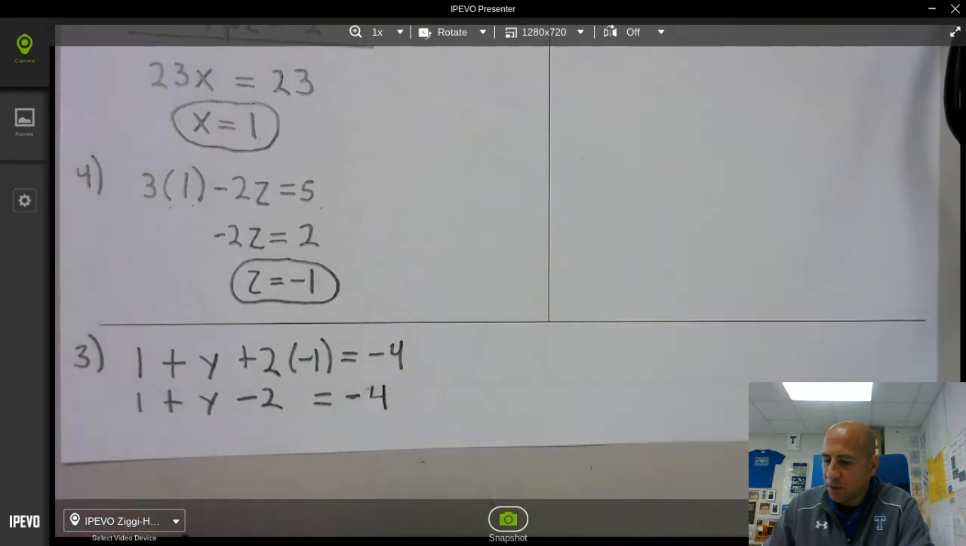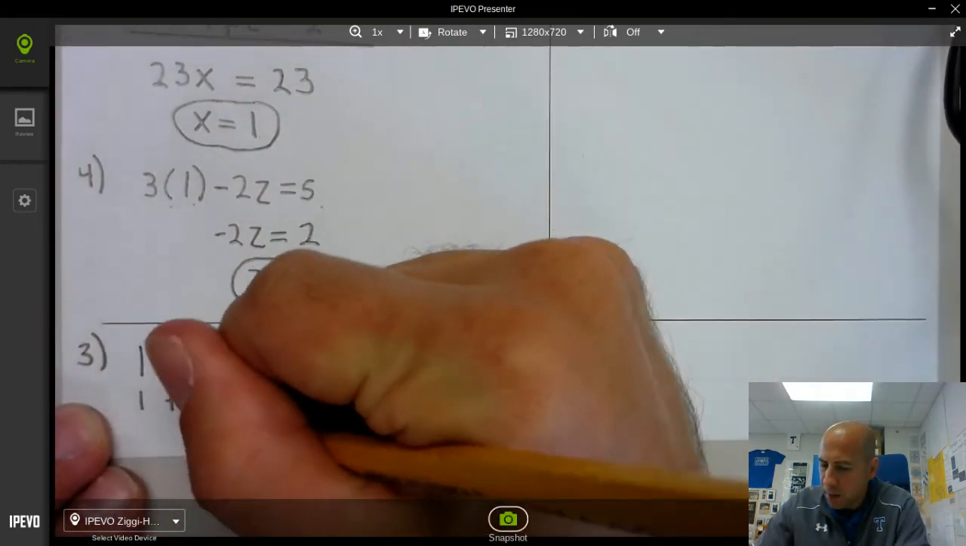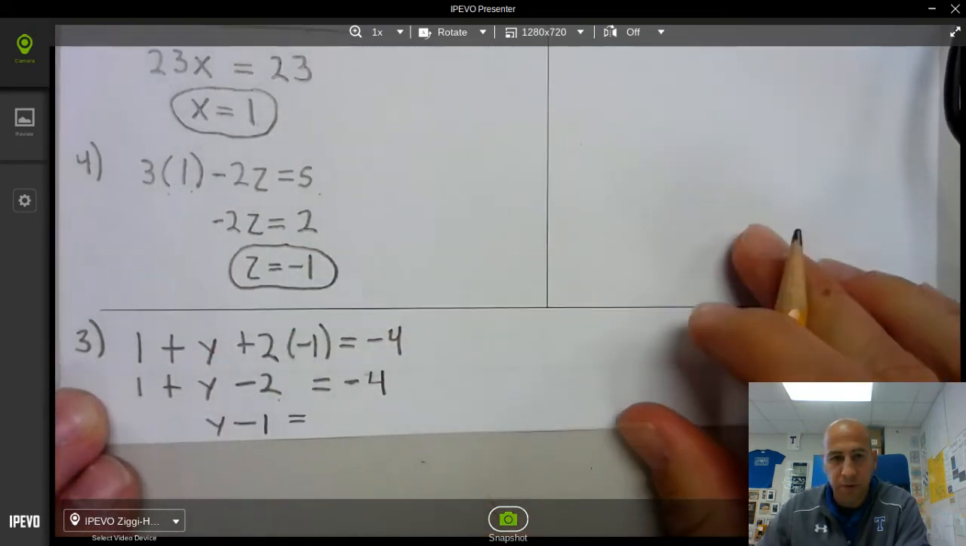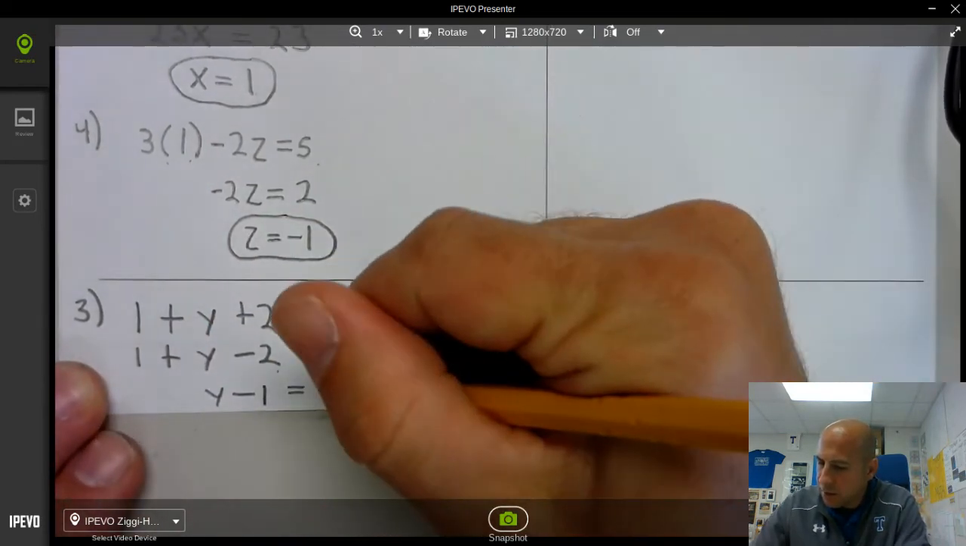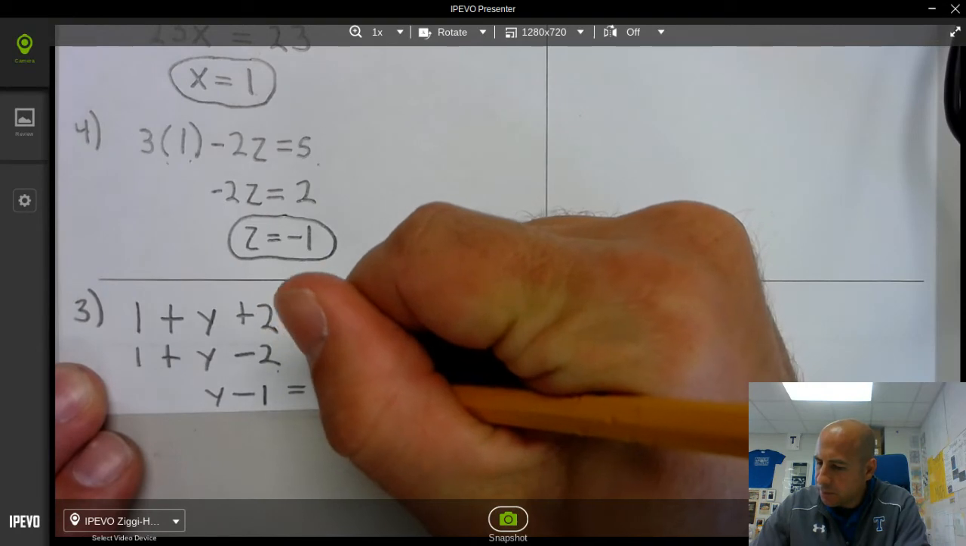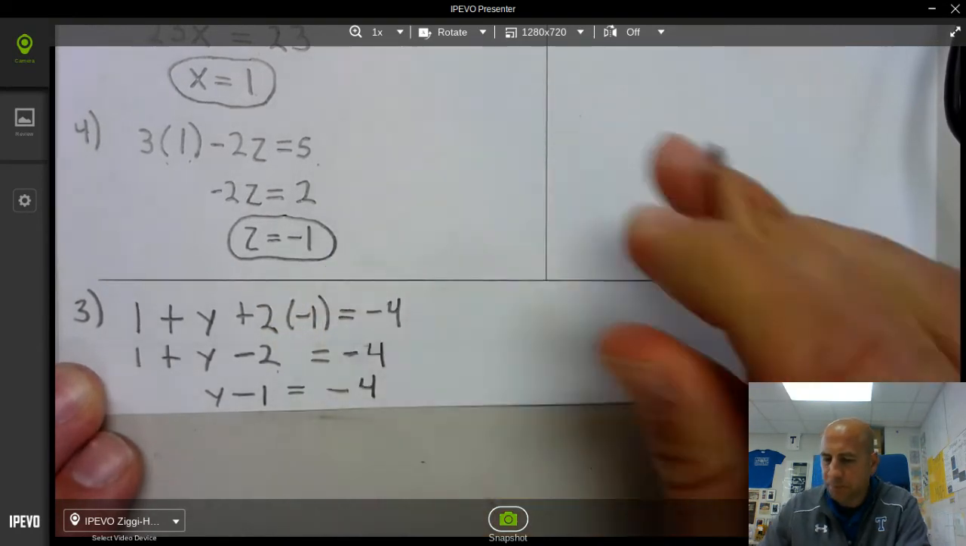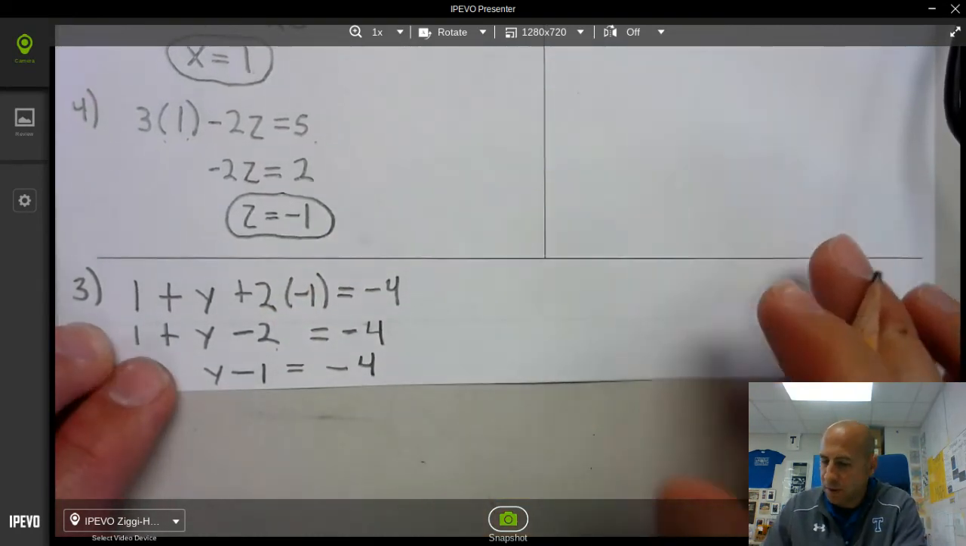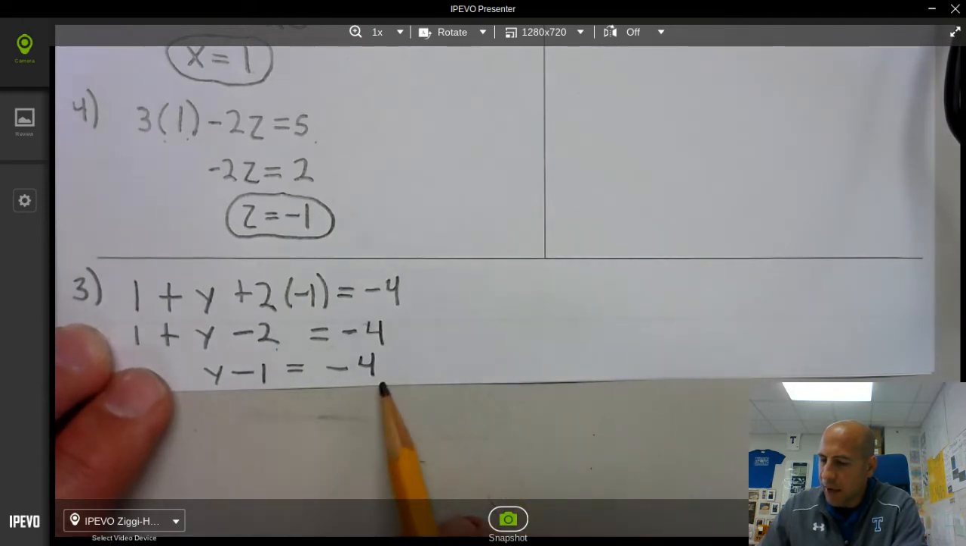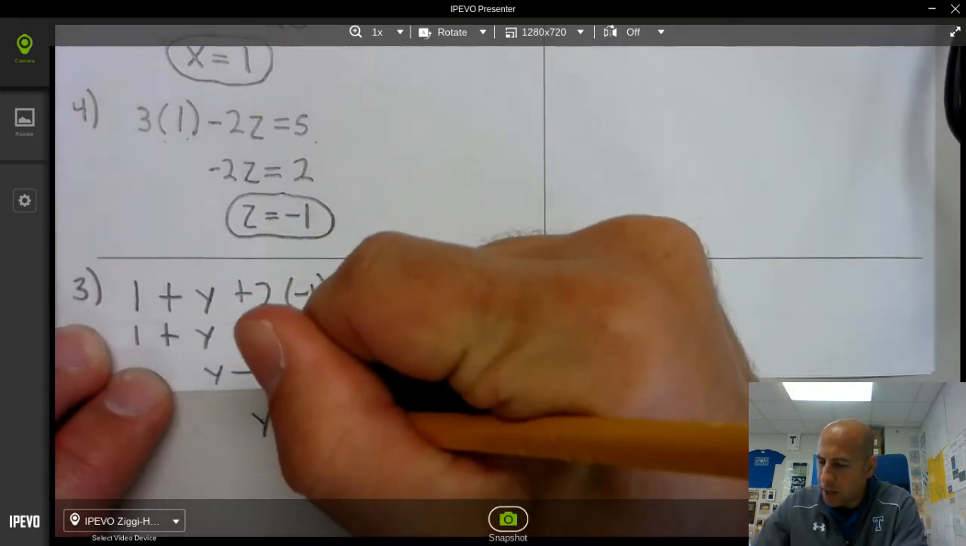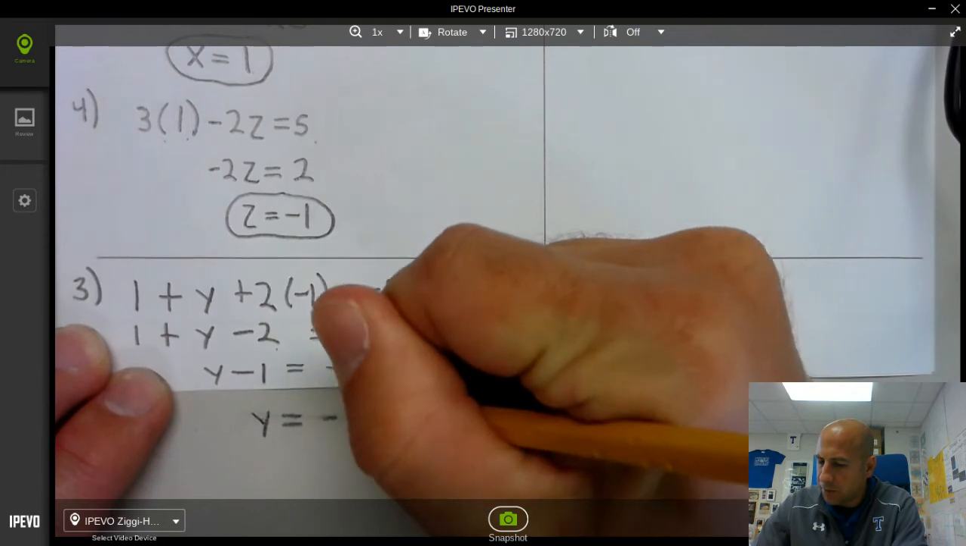All right. So then combine terms, 1 and negative 2 is negative 1. So you get y minus 1 equals negative 4. Okay. So then I'm going to add 1 to both sides. I get y equals negative 3.